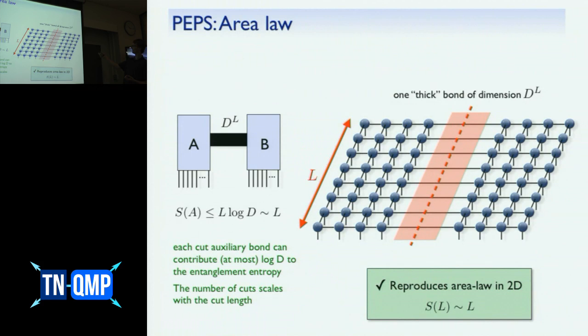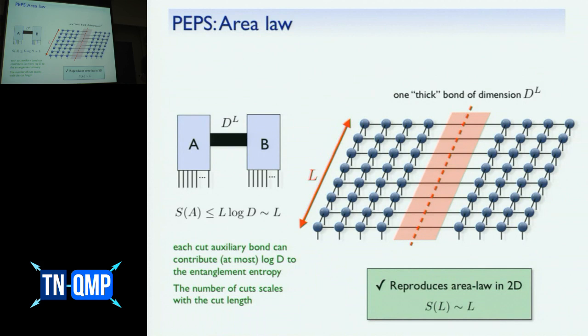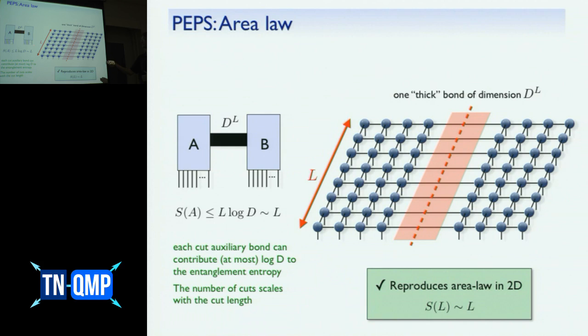So it's essentially an MPS with this thick bond in between of D to the power of L. And then you can again ask the question, what is the maximal entanglement entropy you can have between this side and this side? So it's log D to the power of L, which is L log D. And you see, this is proportional to L. And that's exactly an area law in two dimensions.